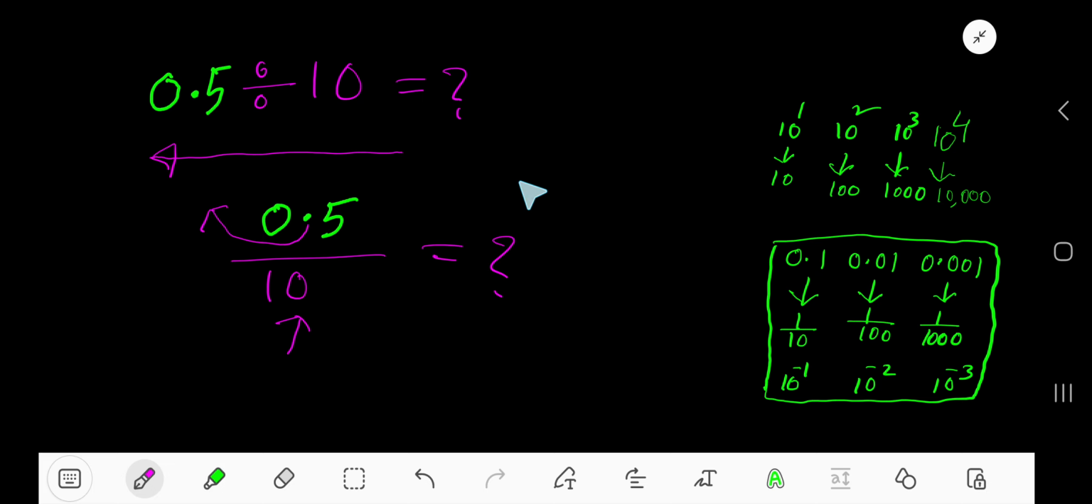So we are getting .05. You can add one more zero here to show that this number is less than 1. So 0.05 is our answer.